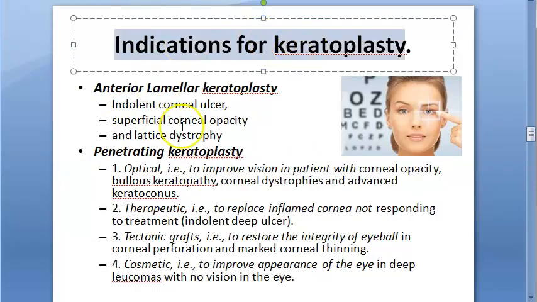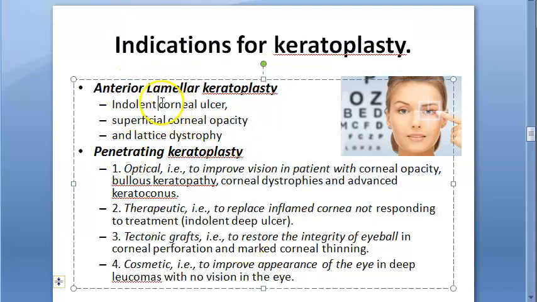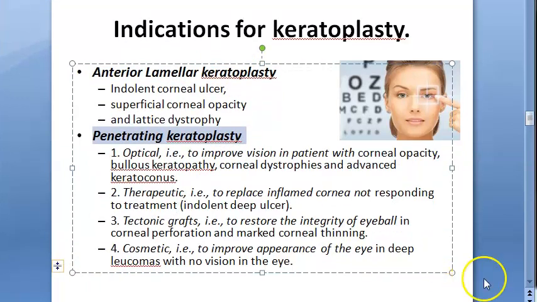Now look at the indications for anterior and for penetrating. Anterior means only the first few layers you are replacing. The endothelium and the Descemet's are perfectly fine, right? So if there is a corneal ulcer, only anterior part, if you fix it, is enough. Indolent corneal ulcer. Superficial corneal opacity, here the word superficial is a giveaway, so it is anterior lamellar keratoplasty. Lattice dystrophy, so any problem, anterior lamellar keratoplasty, only anterior layers. Penetrating keratoplasty means all the layers of the cornea, full thickness. So what are the indications for a full thickness cornea replacement? Let's see.